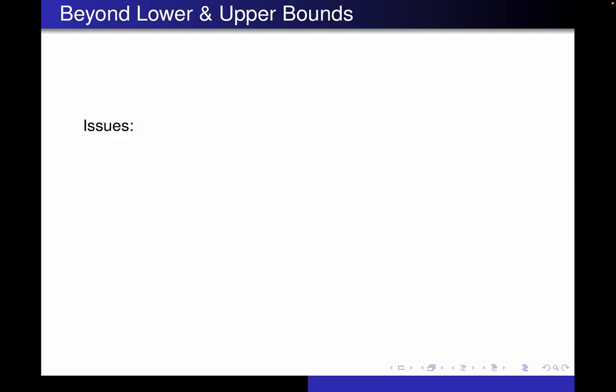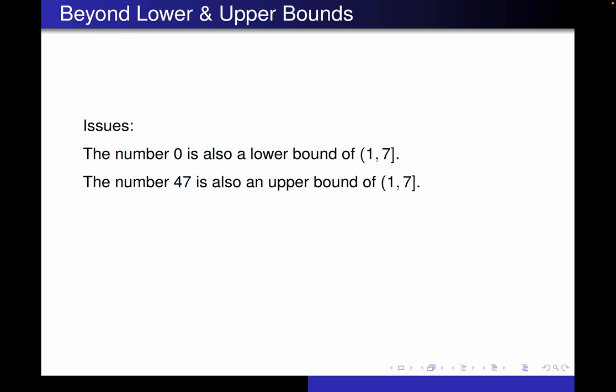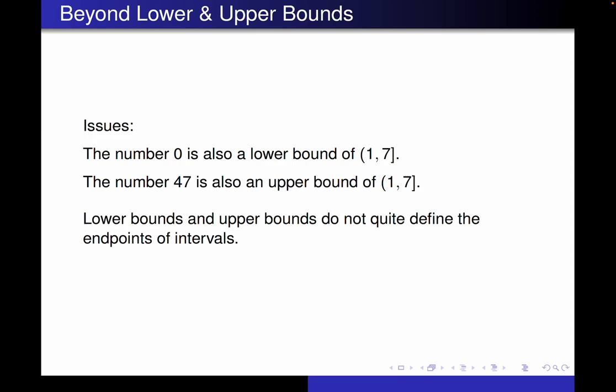However, and this is a very small issue, there isn't just one lower bound of the set. The number 0 is also a lower bound. 0 is less than or equal to all the numbers in the interval. So 0 is also a lower bound. And for instance, the number 47 is also an upper bound. So 7 isn't the only upper bound. So there are tons and tons of lower bounds and upper bounds of this interval. So the lower and upper bounds by themselves do not uniquely tell us what the endpoints are. So that's something that we're going to have to think about later.